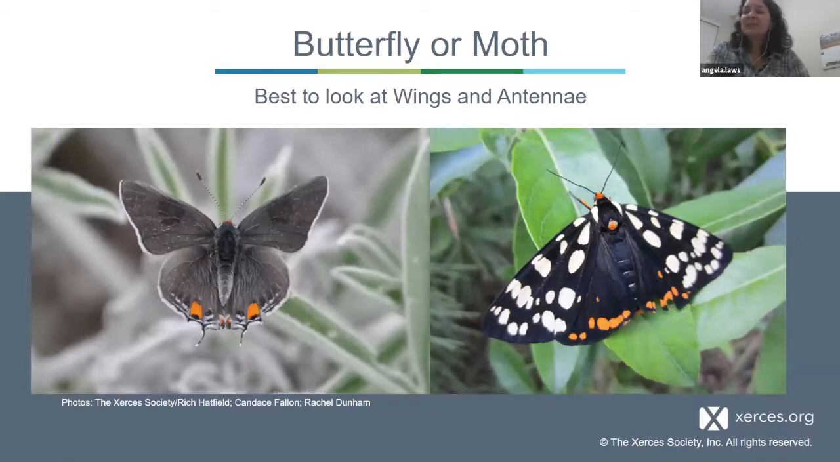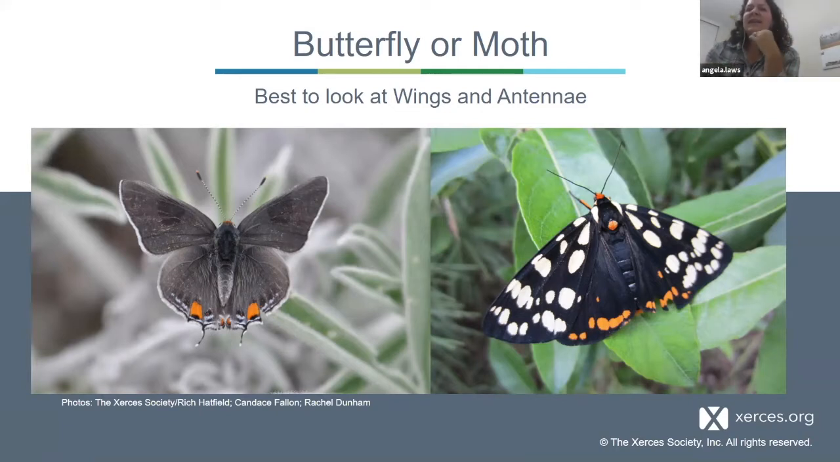To tell the difference between butterflies and moths, you can look at their wings, how they hold their wings, or their antennae. So this one on the right is a moth, and you can see it holds its wings sort of down and back, kind of like a cape, whereas butterflies on the right here hold their wings out or sometimes up and together, kind of like a sailboat sail. So you can look at the way they hold their wings.